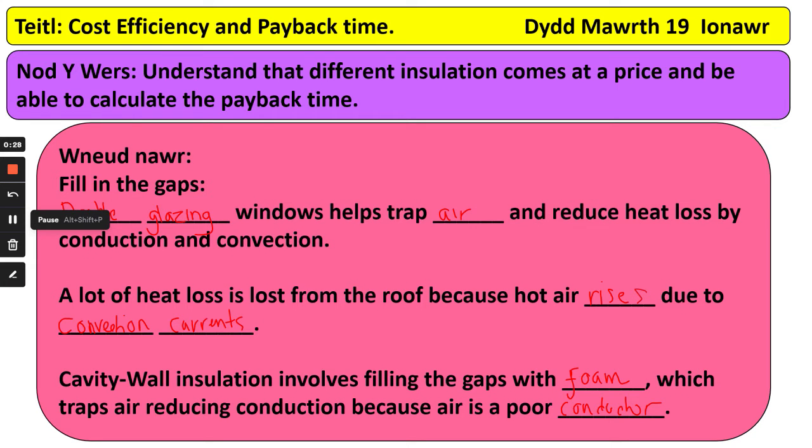Okay, so the first one, you should have got that double glazing windows help trap air and reduce heat loss by conduction and convection. A lot of heat is lost from the roof because hot air rises due to convection currents. Cavity wall insulation involves filling the gaps with foam, which traps air, reducing conduction because air is a poor conductor.